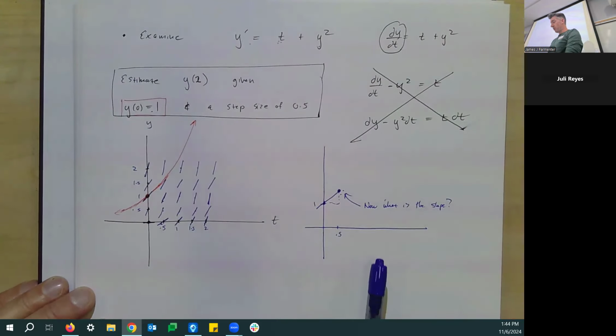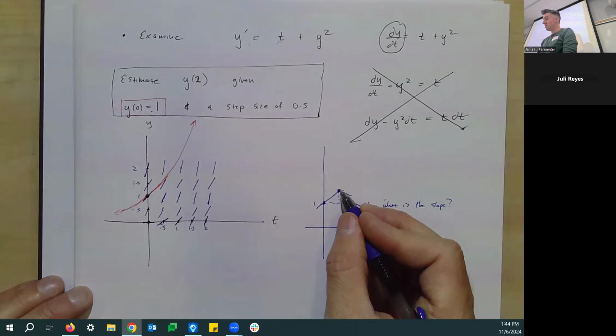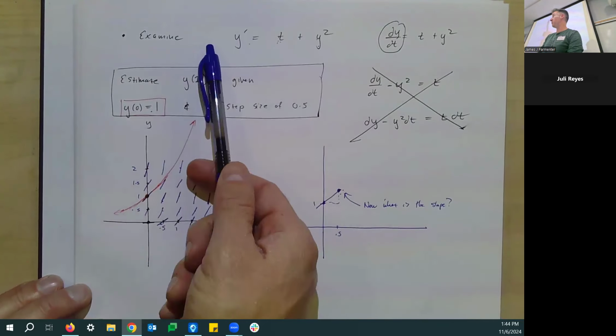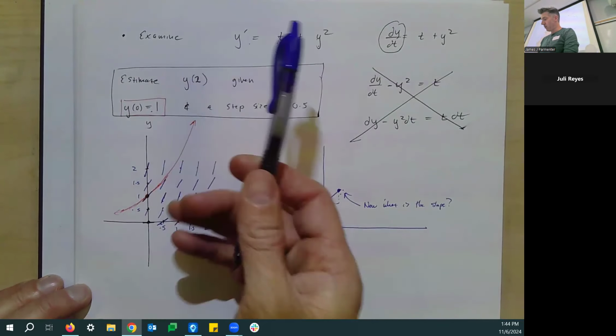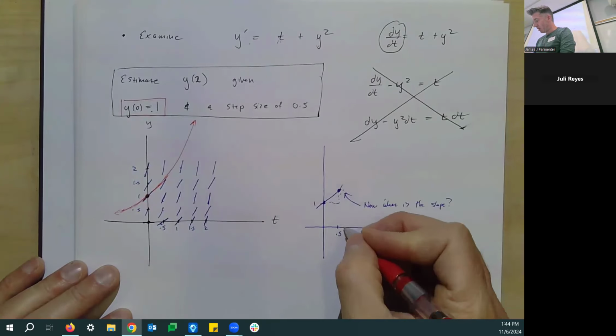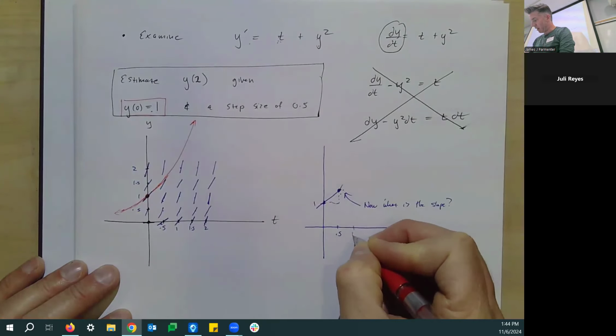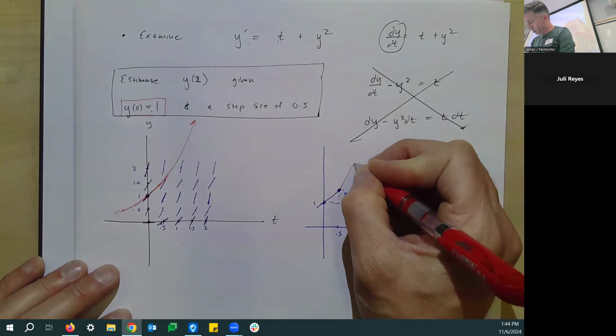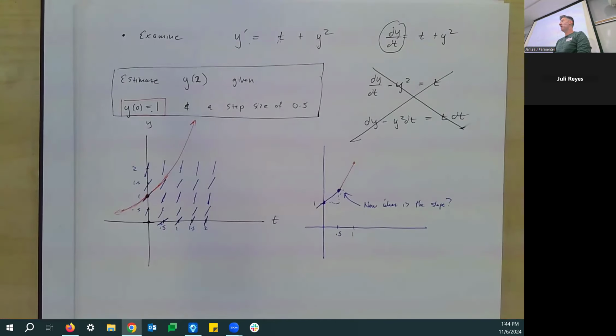To find the slope, I'm going to plug this new point into my differential equation. Then, whatever the new slope is, let's say it's pointing that way, I'm going to go again over a half and up as much as I need to get to the new point. It's almost like a recursive sequence, where you find your next value by finding the previous value and plugging in the new thing. It's a very similar idea: we're going to find each next point by finding the previous point.